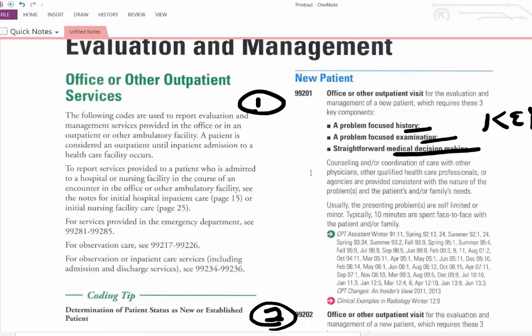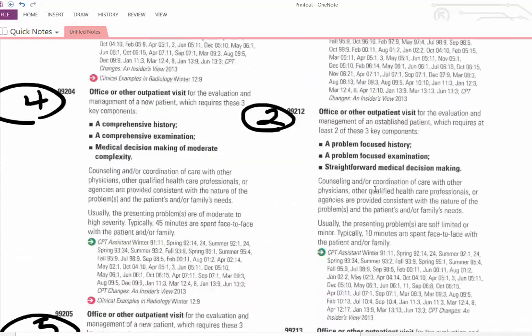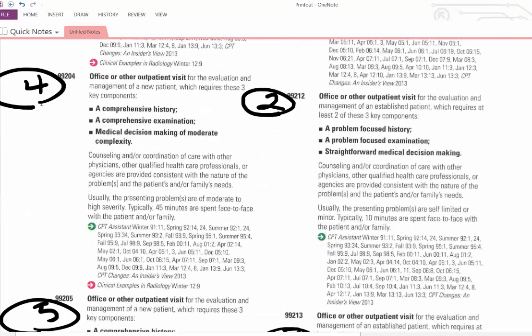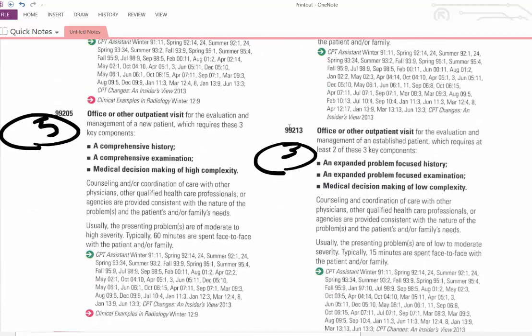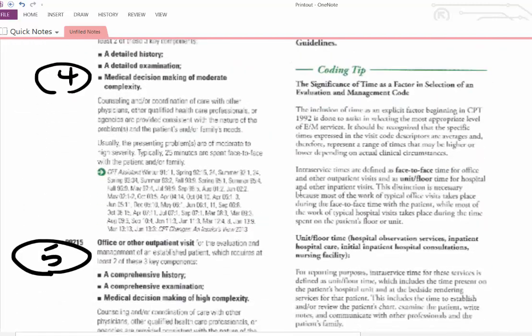So a 99202 is a service level 2. A 99204 is a service level 4. A 99213 is a service level 3. A 99215 is a service level 5.